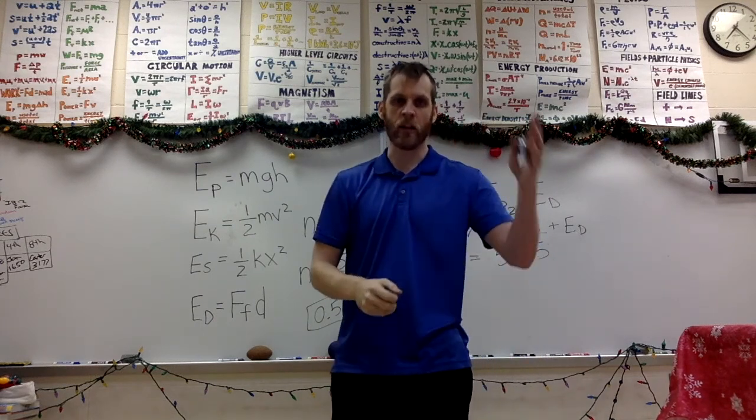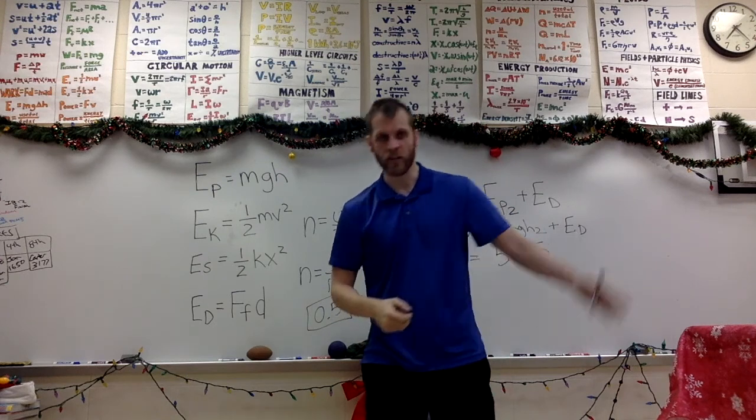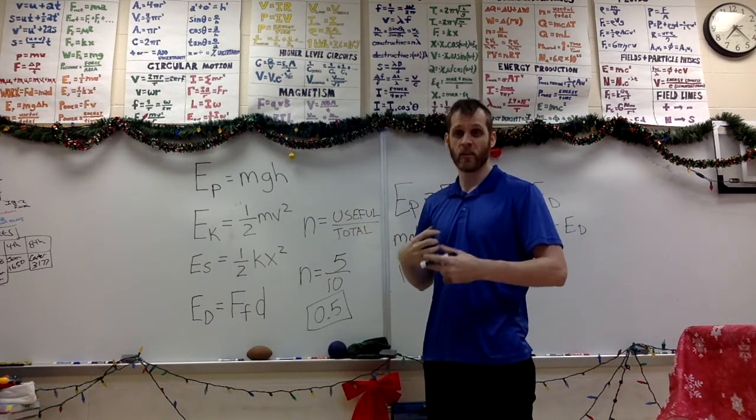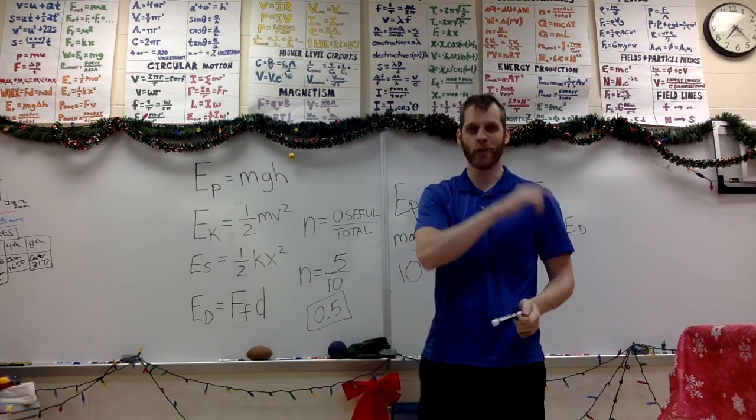So in the first bounce, 50% of the energy is lost. Second bounce, 50% of that energy is lost. Third bounce, 50% of that energy is lost, etc. It's going to be half the bounce every single time because that's what the efficiency is telling us. It's telling us how much energy is lost each step of the way. Awesome. Let's go through another example.